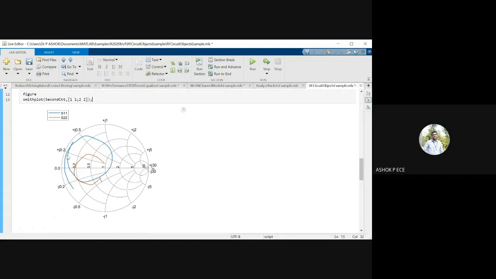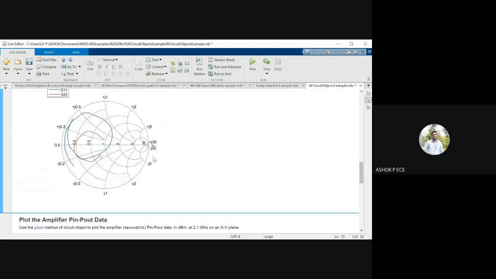S11 is the input reflection coefficient, and S22 is the output reflection coefficient. If you give 12 and 21, you will get two more graphs here, for S12 and S21.